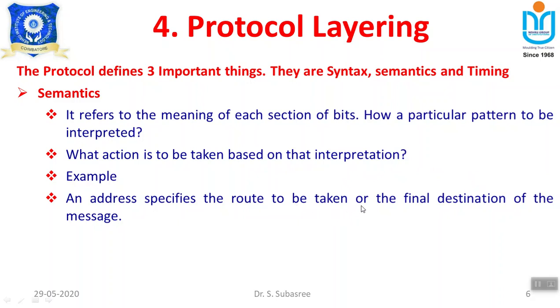So that needs to be identified by the router. That is called action to be taken based on the interpretation. That is the semantics. So here semantics is nothing but the pattern should be identified. After identifying the pattern, the interpretation has to be done based on the pattern, and then the action to be taken based on the interpretation.